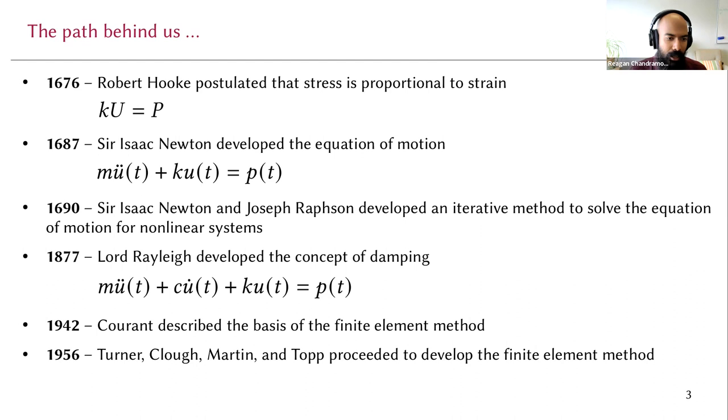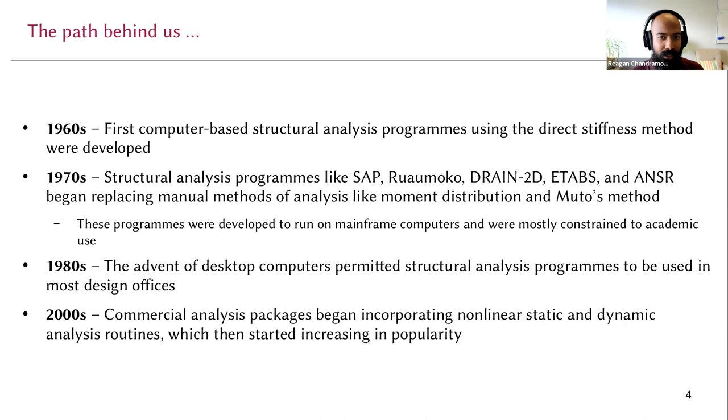In 1942, Courant described the basis, the foundation of the finite element method, and things pretty much exploded from there. In 1956, Turner, Clough, Martin, and Topp took what Courant had done and developed the entire finite element method as we know it today. After that, in the 1960s, the first computer-based structural analysis programs started to be developed, and these programs employed the direct stiffness method of analysis, which is essentially a method of linear analysis.